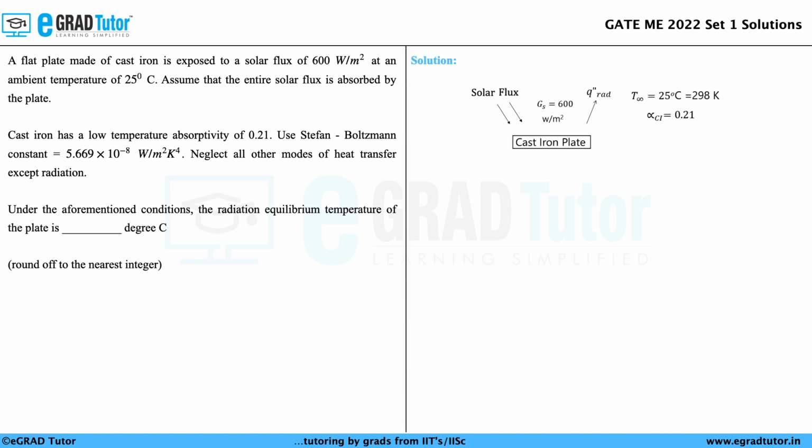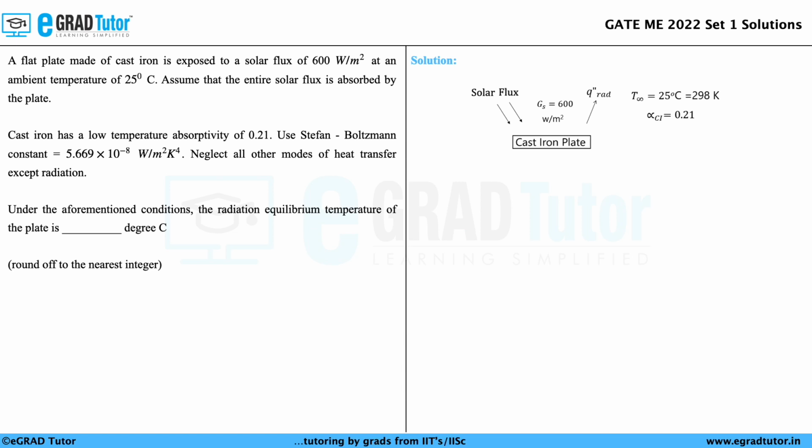This is the scenario where a cast iron plate is exposed to a solar flux, which is Gs of 600 watt per meter square. It is also given that the ambient temperature is 25 degrees centigrade. Converting that into Kelvin will give us 298 Kelvin. We also know the value of absorptivity of cast iron, which is alpha Ci, which is 0.21.